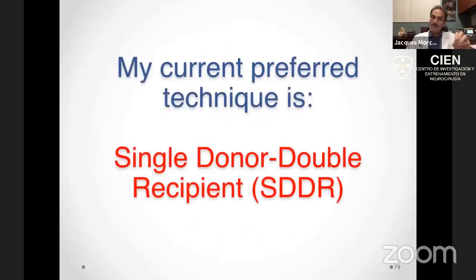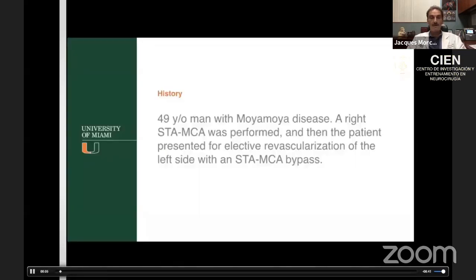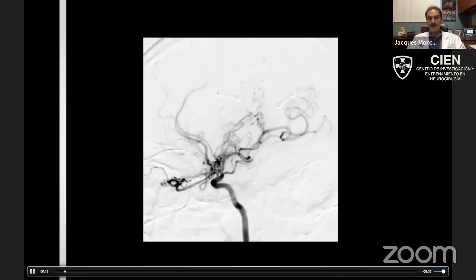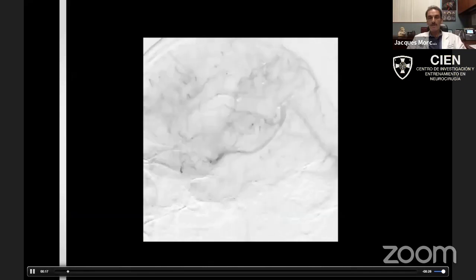But my current preferred technique in doing a direct bypass for ischemia or moyamoya is a single donor, a single STA, double recipient. You can call it SDDR, single donor, double recipient. I will show you a video of this in a case of moyamoya disease. The details of the case are not important. You can see the classic puff of smoke appearance.